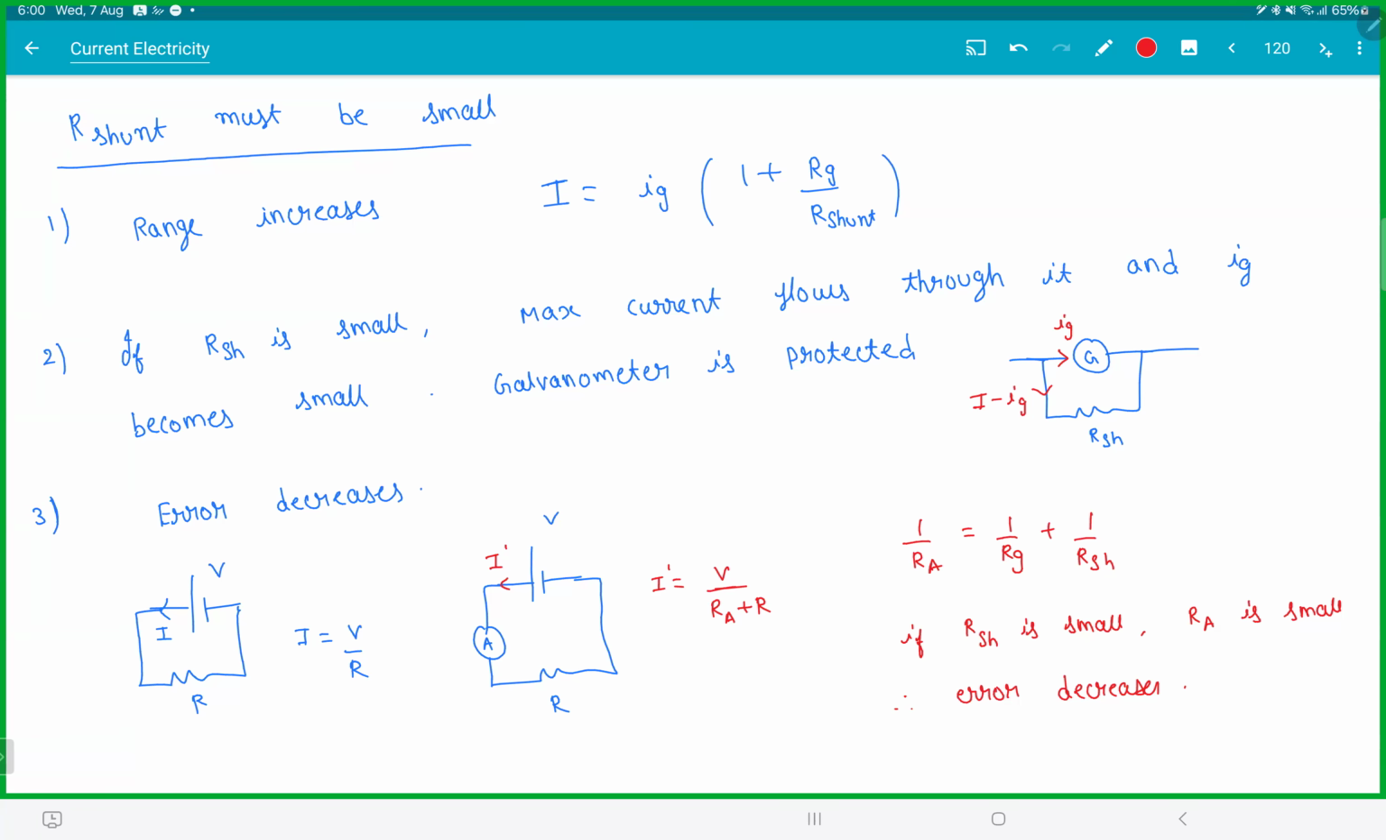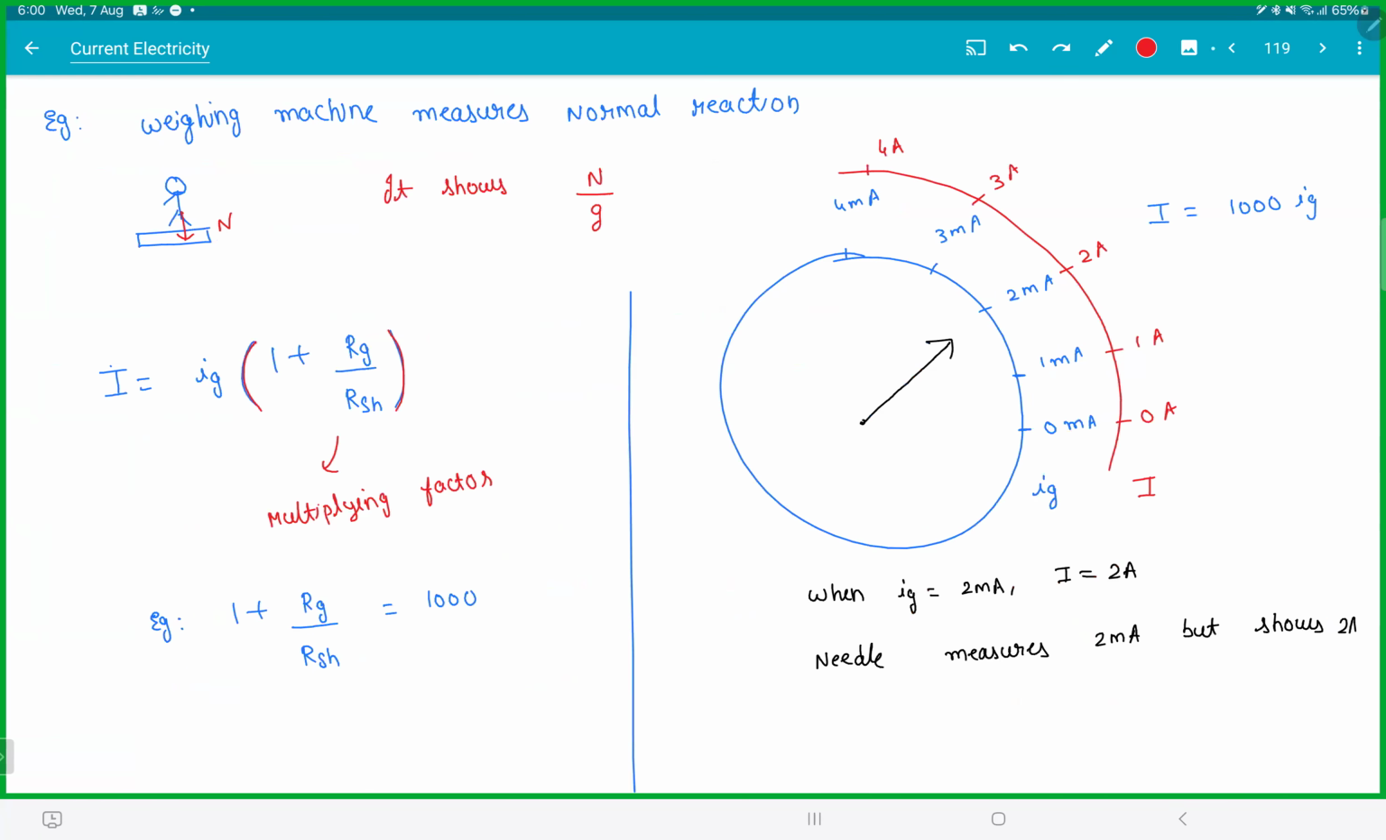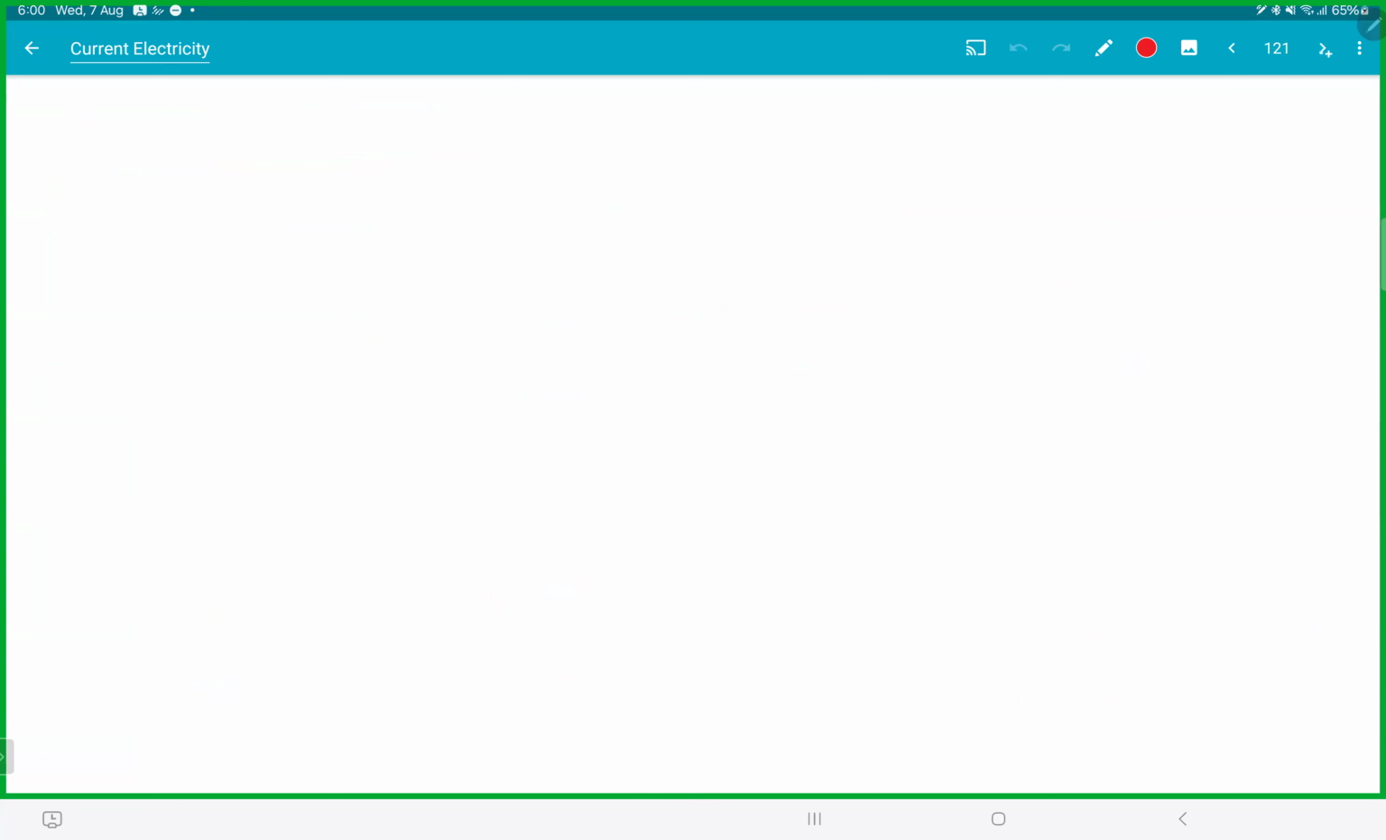Clear, everyone? Next thing. Any doubts on this? Please ask me. So if you see, technically, there's only one formula there. Capital I g into this. Next thing is a voltmeter.